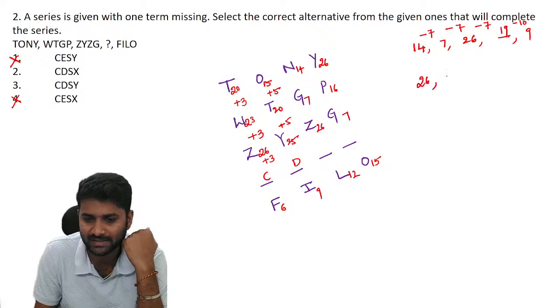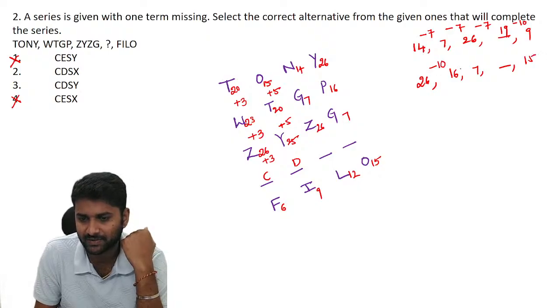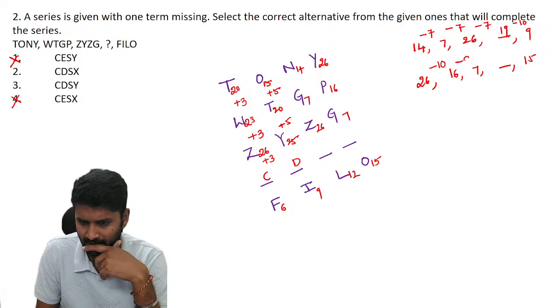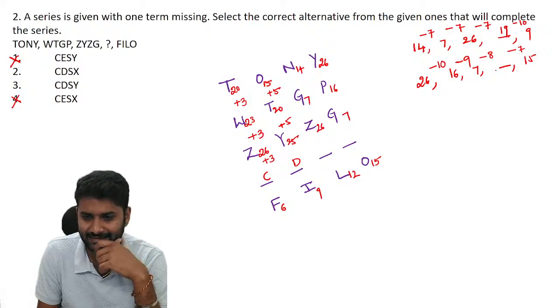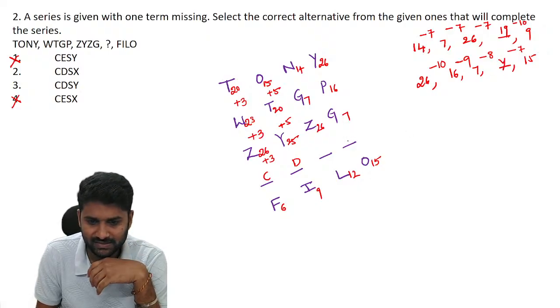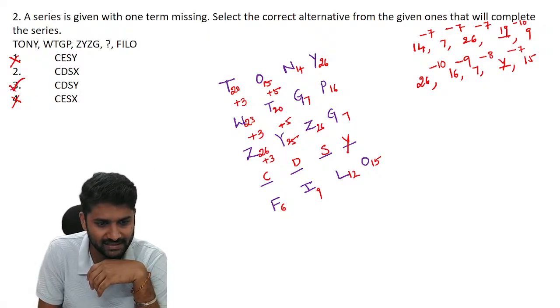Next one: 26, 16, 7, dash, and 15. So here we are subtracting 10 units. From 16 and 7 we have to subtract 9 units, so definitely this is 8 and this is maybe 7. 7 minus 8 is Y. So definitely this is Y and this is S. So the answer CDSY is the correct answer.